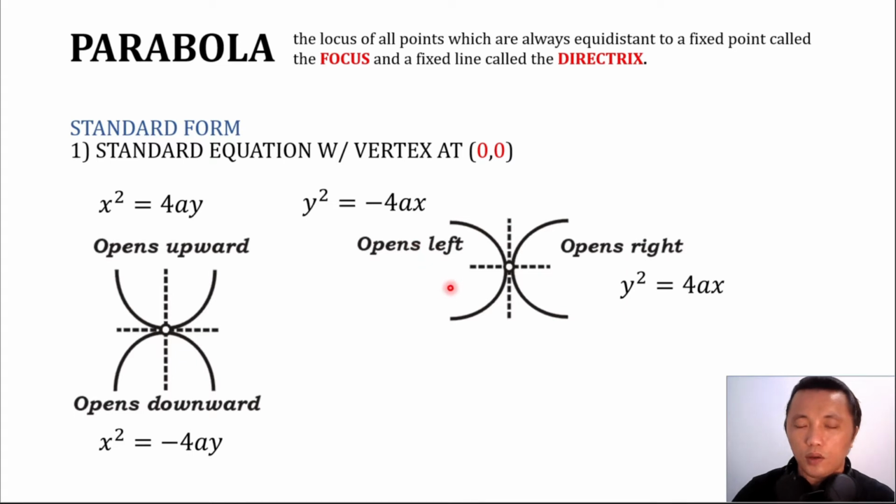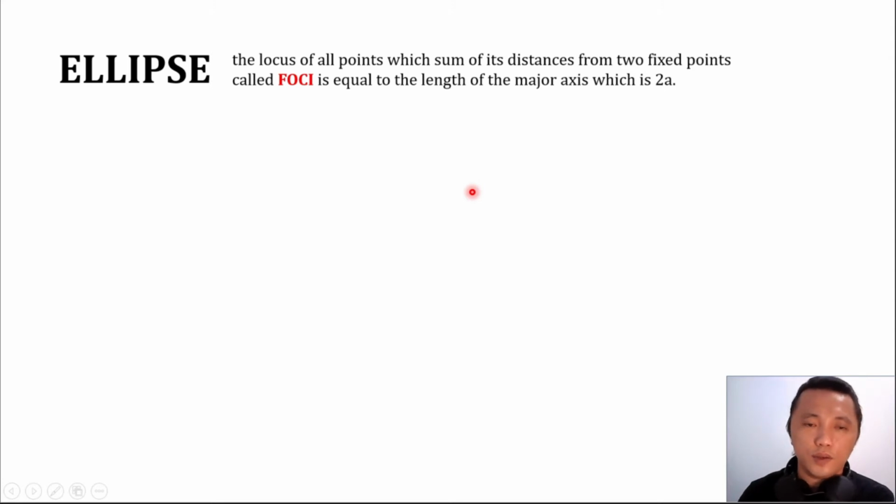So negative if it opens to the left, and if it is positive, it opens to the right. Now we will deal with the ellipse. The ellipse is the locus of all points whose sum of distances from two fixed points called foci is equal to the length of the major axis, which is 2a.